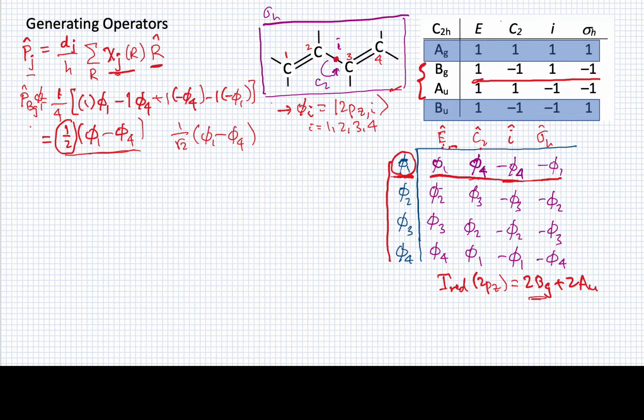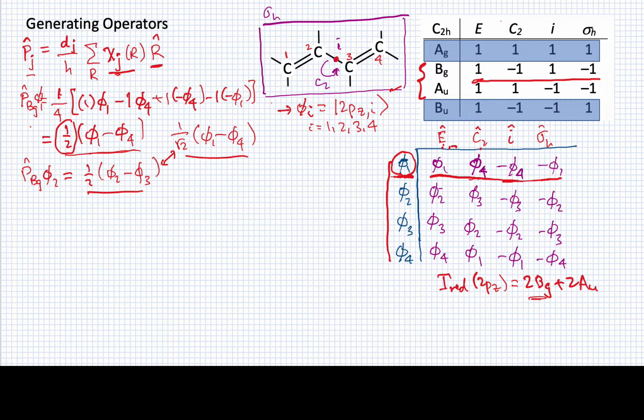Now, if I were to use the projection operator on function 2, with a very similar sort of development, I would end up with phi2 minus phi3. And you can see that these do not involve the same functions. They are distinct from one another. And so these represent the two different linear combinations that have BG symmetry in our symmetry adapted basis here.